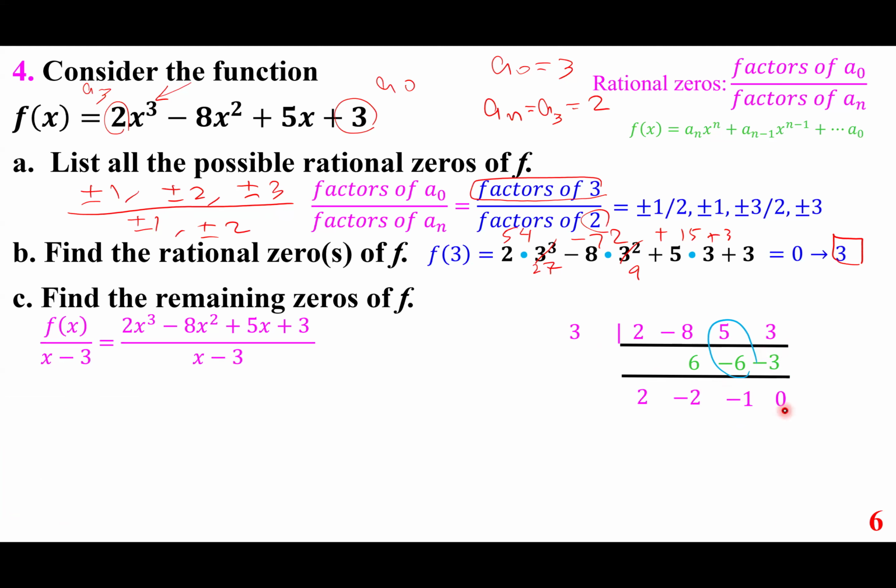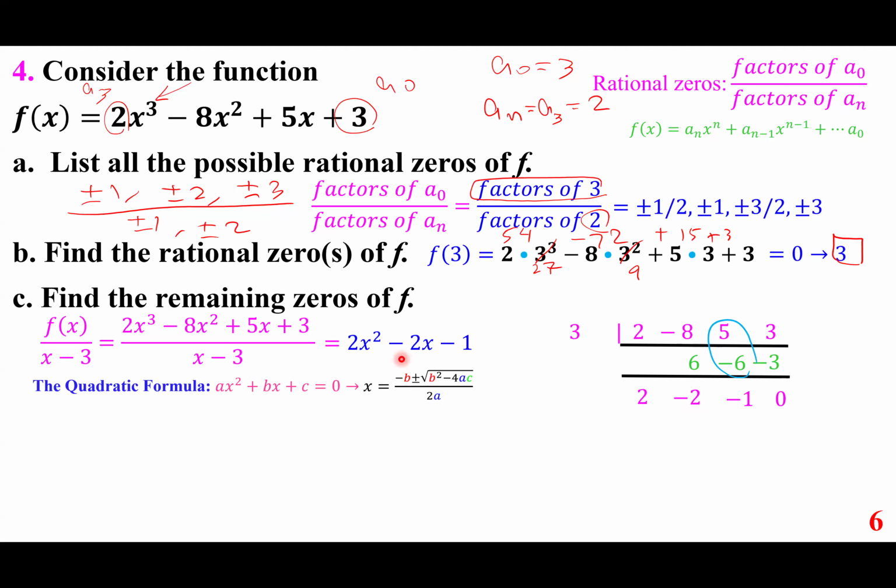And now, because the degree here is 3 and the degree is 1, this has degree 2. So 2x squared minus 2x minus 1, remainder is 0. And this is a quadratic expression. We can use factoring. Since it can't be done, we use the quadratic formula on that.